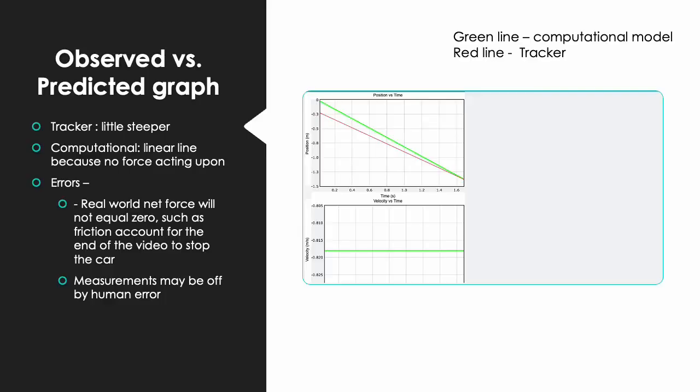Okay, so the observed versus predicted graph. You can see here that the green line equals the computational model and the red line equals Tracker. Tracker was a little steeper. That's definitely due to some human error and some stuff that maybe I could have messed up. But the computational model is a linear line because no force is acting upon it. Errors would be like the real world net force, which is not equal to 0, such as friction and other things in the video that stopped the car. And my measurements may be off by human error as well.